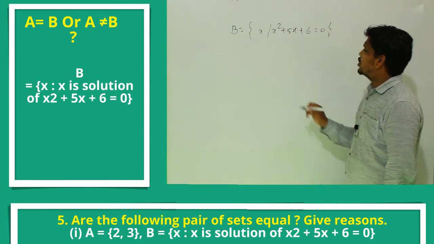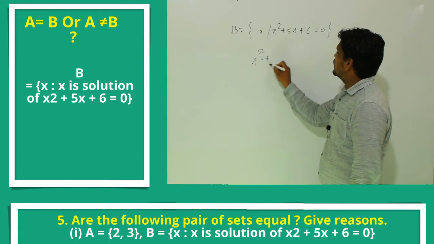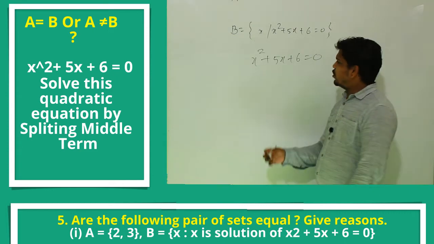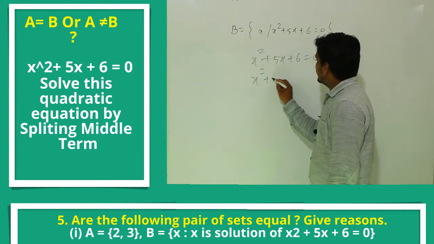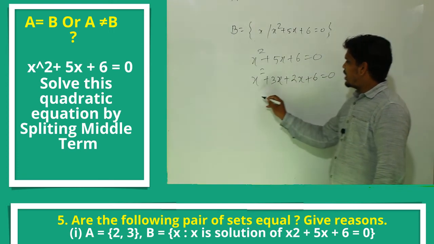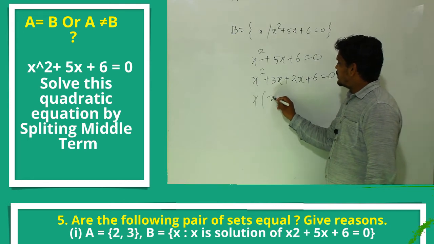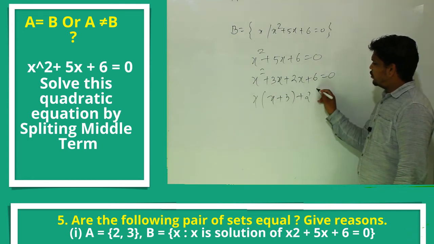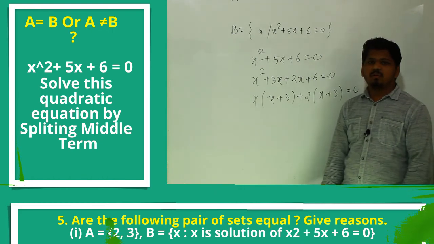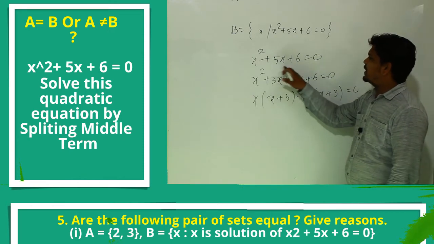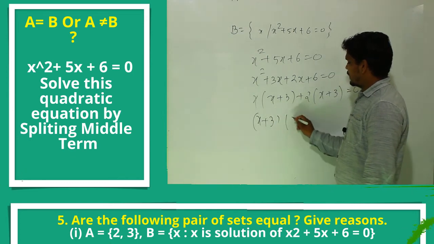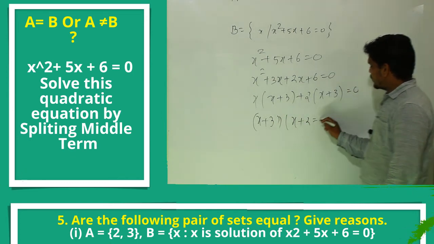For this we will require the solution of this equation, which is x² + 5x + 6 = 0. I will solve this by splitting the middle term, that you know, you are clever boys. x² + 3x + 2x + 6 will give you the splitting of the middle term. Now it will be x(x + 3) + 2(x + 3). I guess you must have known the splitting of the middle term. I have split 5x as 3x + 2x. Here it is nothing but (x + 3)(x + 2), which is equal to 0.